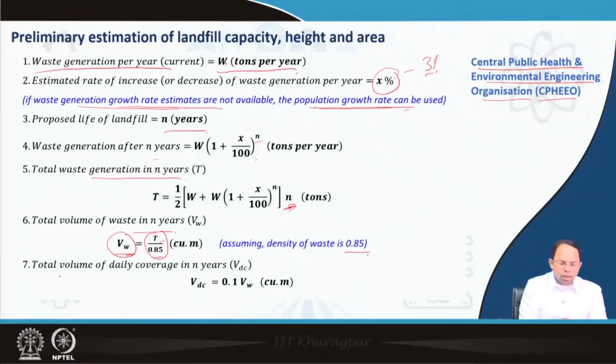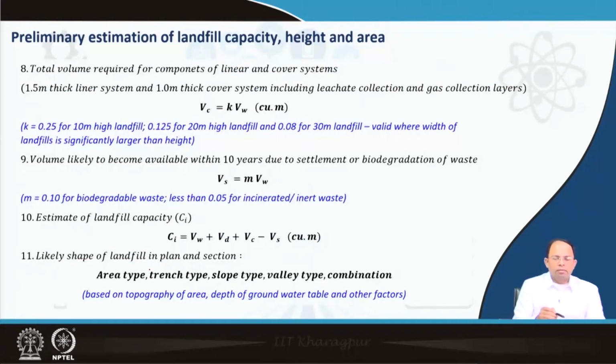Now, the total volume of daily cover which would be required for these n years is actually 10% of the total waste volume that we have discussed earlier. So we take 0.1 VW, where the total waste volume is VW. That 10% is VDC, the volume of daily cover, right? Along with daily cover, we require components like liners, covers and so on.